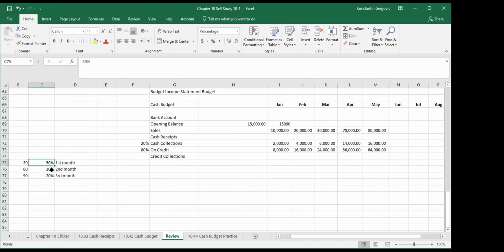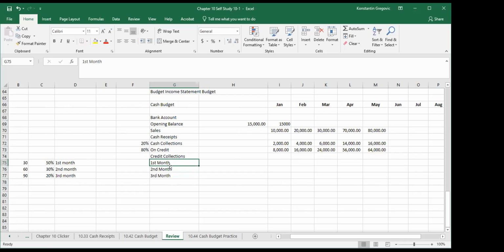Now, I collect 50% the first month. So first month, then I get second month, then I got third month. I'm basically collecting funds based on past experience. So in January, first month, I'm going to collect 50% of my credit. So I'm going to calculate this line item. I've already collected my cash. The first month, you're going to go 8,000 times 50%.